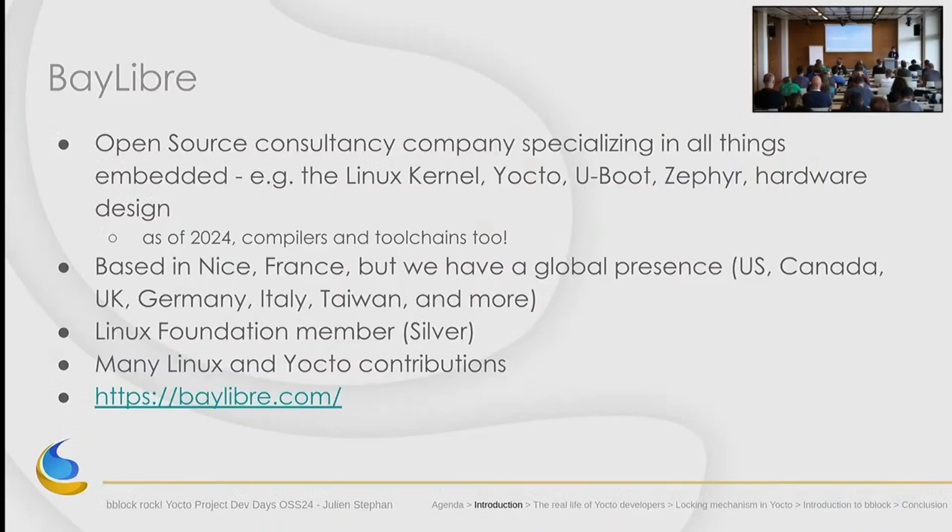So about Belieber, it is an open source consultancy company specialized in embedded systems like the Linux kernel, Yocto, U-boot, Zephyr. We are also doing a little bit of hardware design. And as of 2024, so this year, we now have a compiler and toolchain team. We are based in France, in Nice, but we have a global presence all over the world in the UK, Canada, America, Italy, Germany, and more. We are a Linux Foundation member, and we have a lot of Linux, Yocto, U-boot, Zephyr contributors, and even maintainers. And in case you want to know more about Belieber, you can just go on the website, belieber.com.